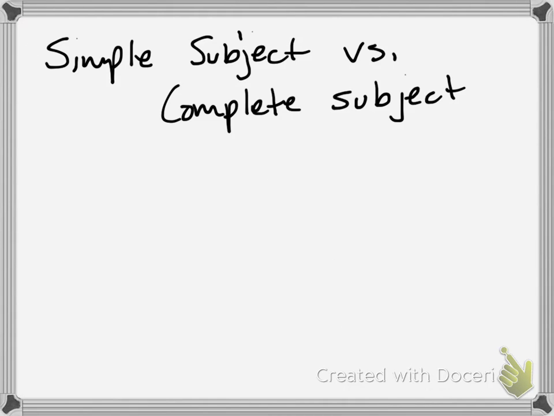So we also have something called simple subject versus complete subject. So the simple subject would be just the single noun that the sentence is about. And the complete subject would be that simple noun that the subject is about, plus any describing words. I'll give an example.